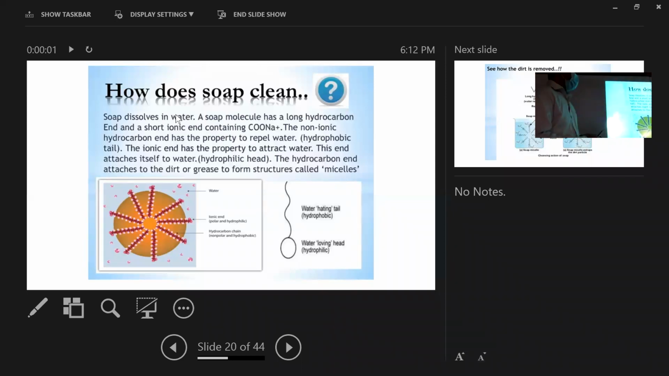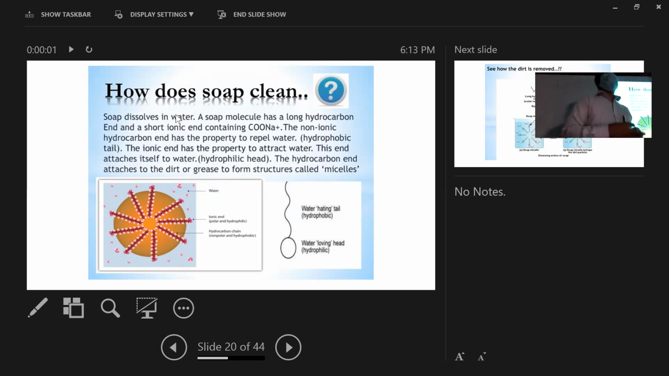Okay. So now, soap dissolved in water. A soap molecule has a long hydrocarbon end and a short ionic end containing COONa, or potassium ion, K plus, or the non-ionic hydrocarbon end. This is our non-ionic hydrocarbon end. It has the property to repel water, the hydrophobic tail.